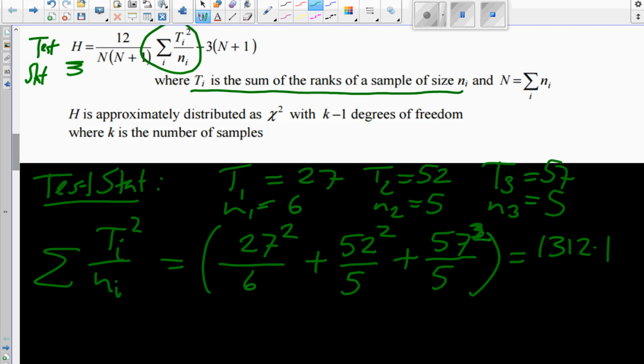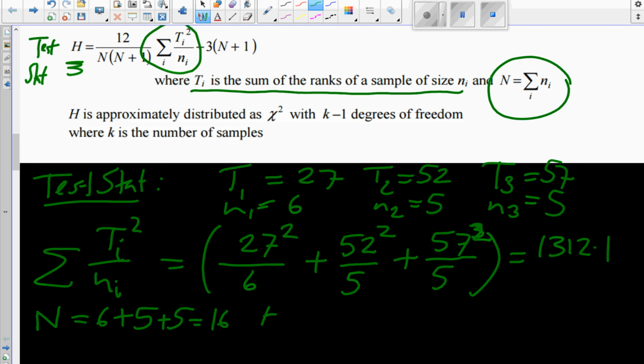Now we've got to carry out the rest of it to find our H. First thing we need is our N value. As it told us at the far end here, N is adding up all the little n's that we had earlier. So that's our 6 for N1 plus 5 for N2 plus 5 for N3, and that gave us 16. So if we now calculate H, we've got 12 over 16 times 17, multiplied by the 1312.1 we calculated earlier, and then minus 3 times n plus 1, where n plus 1 is 17. So there's our calculation, and that comes to 6.89.